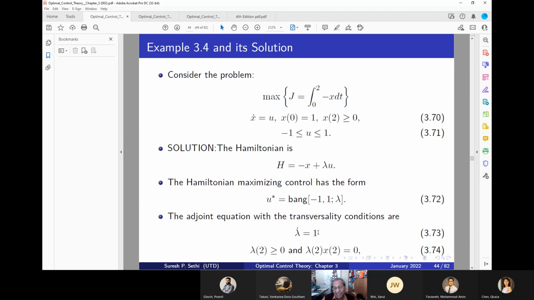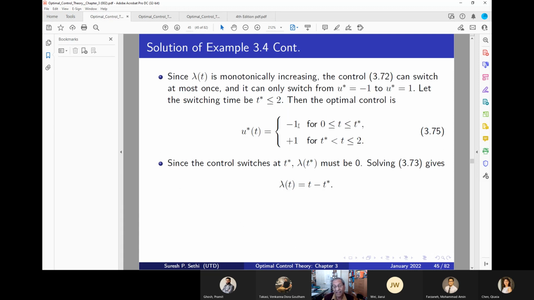Here, the constant can be anything when you solve this equation; it's just t plus a constant k. But given all the arguments so far, we know that constant k has to be minus t star, where t star is exactly the point at which lambda will switch.